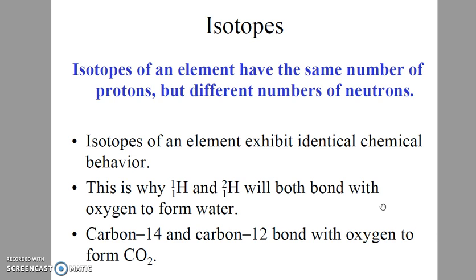It's important to note that isotopes exhibit identical chemical behavior. So the number of neutrons they have does not affect the way they act in a chemical reaction. So H-1, hydrogen 1, as well as hydrogen 2, both of those will bond with oxygen to form water. And carbon-14 and carbon-12, the difference in their mass numbers does not affect the way they bond with oxygen to form carbon dioxide. The only difference that the number of neutrons makes is in the radioactivity of the substance. It has nothing to do with the way that it carries out chemical reactions.